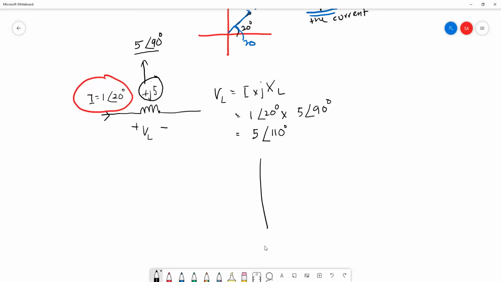So if you plot the phasor diagram between the voltage and the current, the current right now is 20 degrees from this axis, and this is your current, and the voltage is 5 volt with an angle of 110 degrees. 110 is calculated from here to here. So this is your voltage. Right now, if you look at this angle, the difference between the voltage and current is still 90 degrees, right? That is what I mean. For the inductor, the angle difference between current and voltage is always 90 degrees.